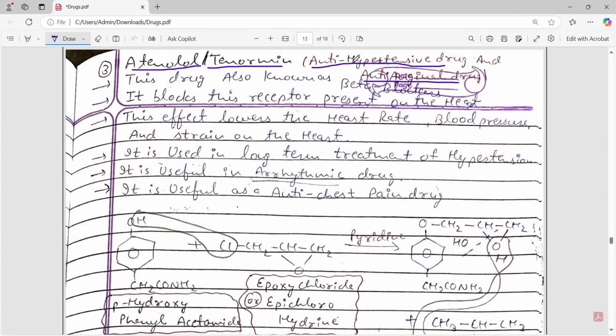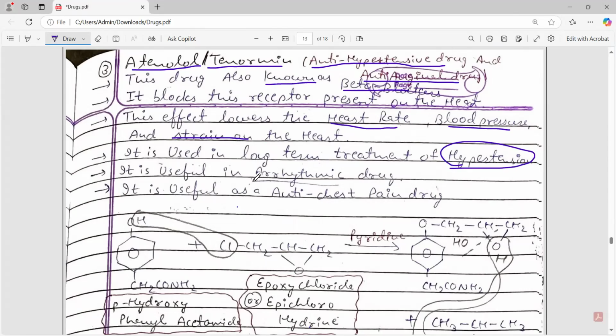Anti-hypertensive drug means it is given to a person who has hypertension every day. This drug is also known as a beta blocker. It blocks the receptor present on the heart. This effect lowers the heart rate, blood pressure, and the strain on the heart. It is used in the long-term treatment of hypertension.